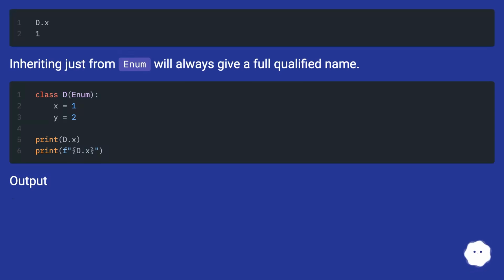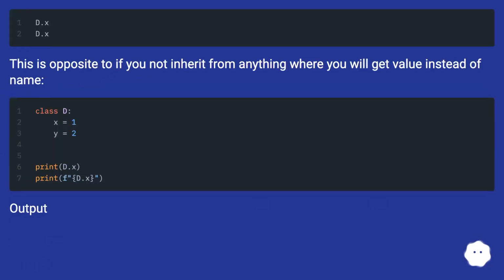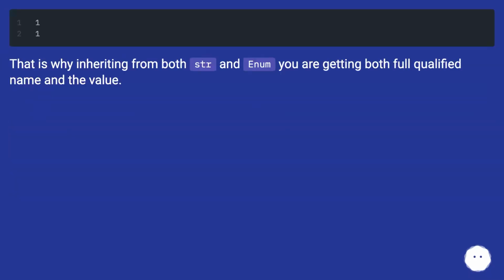Inheriting just from Enum will always give a fully qualified name. Output. This is opposite to if you do not inherit from anything, where you will get value instead of name. Output.